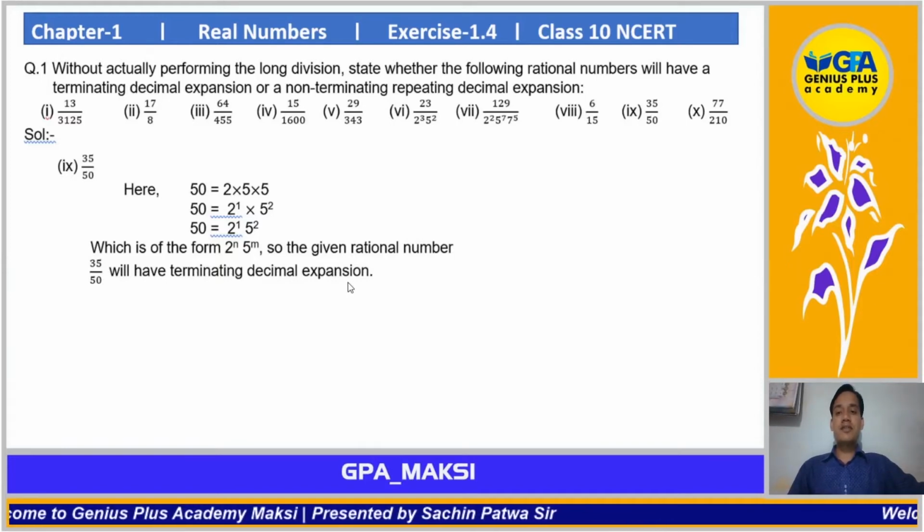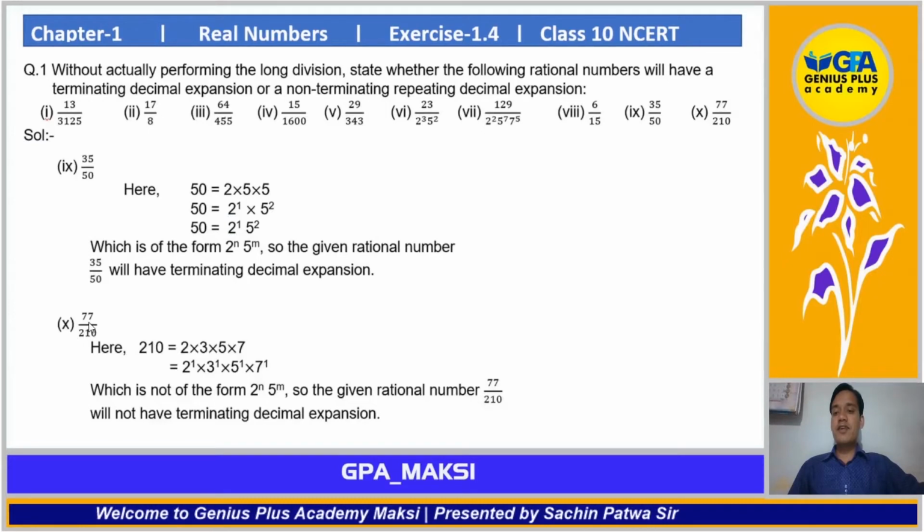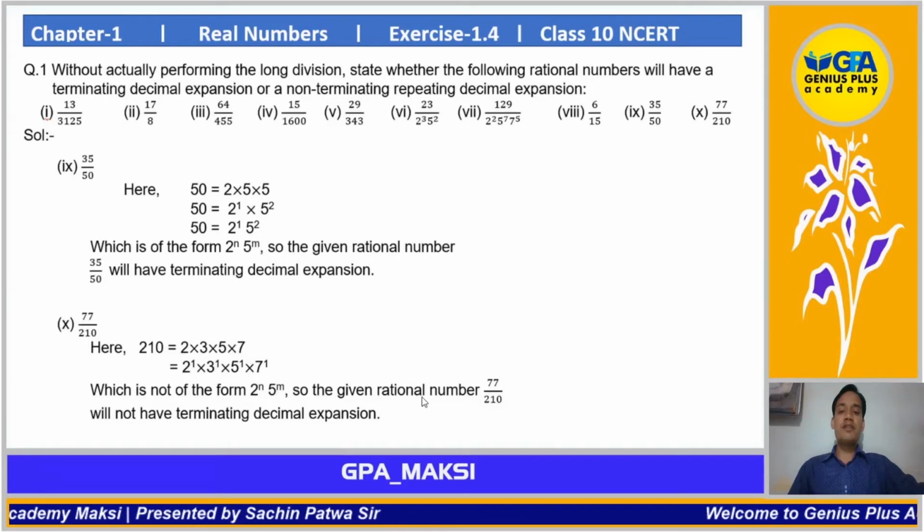Now our next question is question number 10, 77 by 210 and the prime factorization of 210 is 2 into 3 into 5 into 7. So we can write 2 raised to 1, 3 raised to 1, 5 raised to 1 and 7 raised to 1. Here also it is not in the form 2 raised to n, 5 raised to m. So it is a non-terminating repeating decimal expansion. So the given rational number 77 by 210 will not have terminating decimal expansion. Pause the screen and note it.